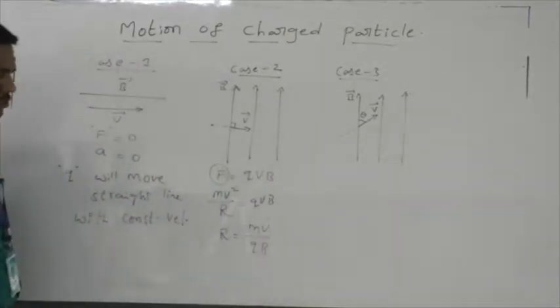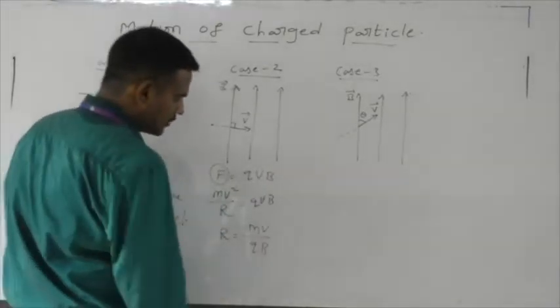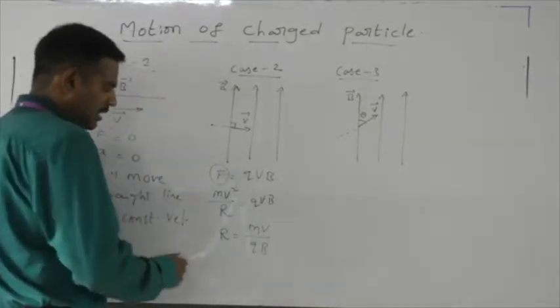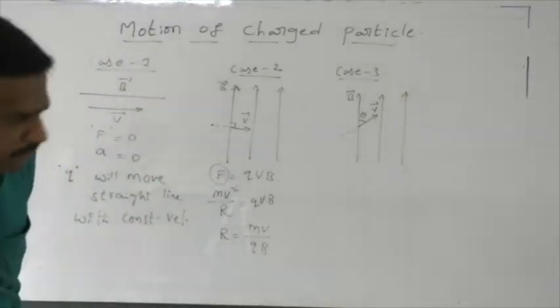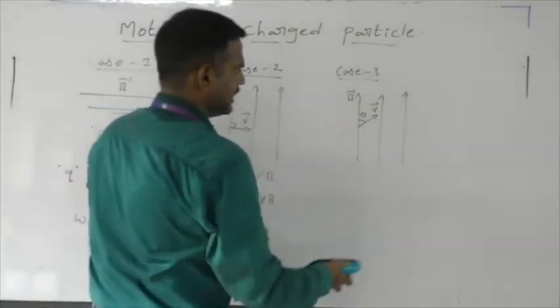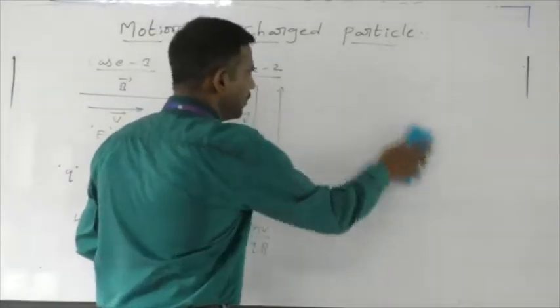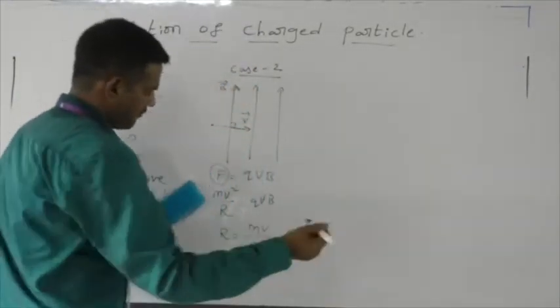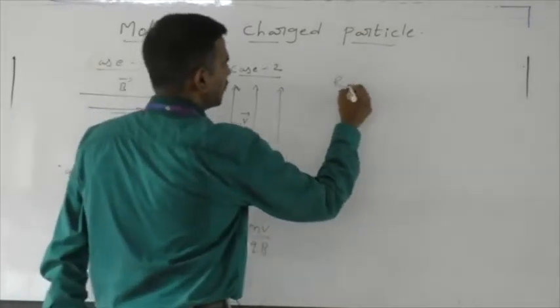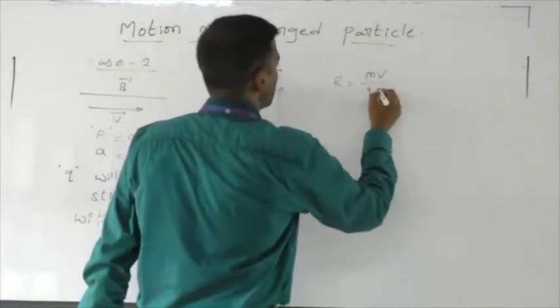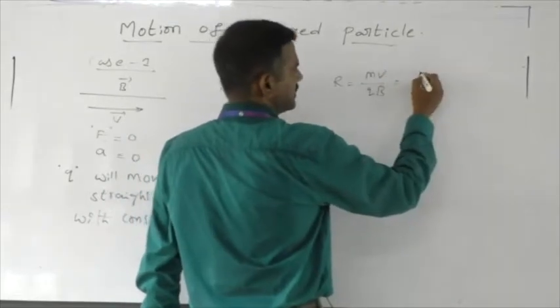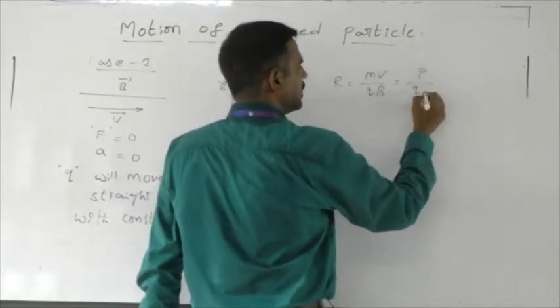Mv divided by qB. Further, let me give you some more information related to this. Just after this, I will go with case 3. Again, I will draw it, no problem. So here I have an extension for this topic: r equals mv by qB, and generally m into v is momentum, so momentum divided by q into B.